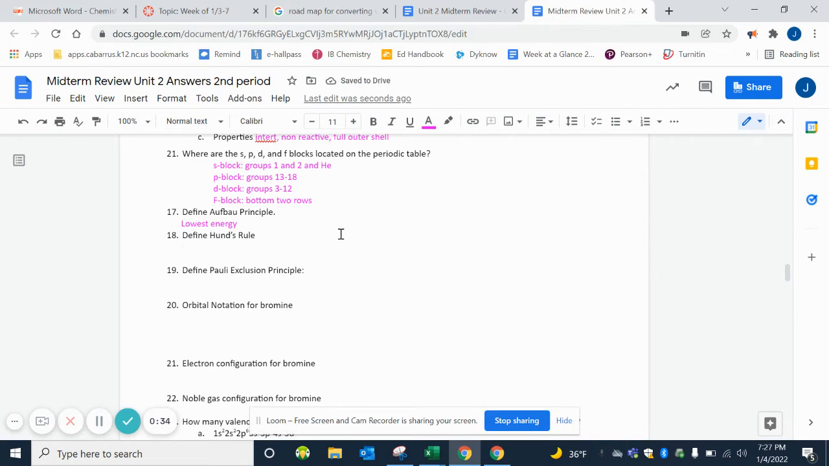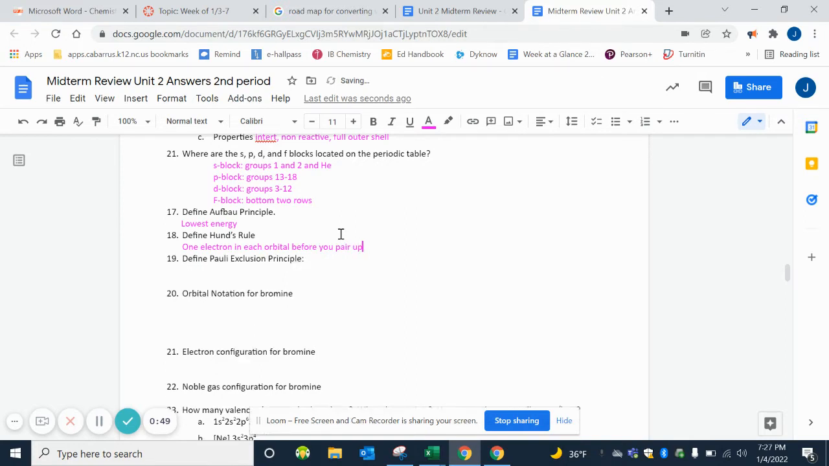Hund's rule means that when you're filling the S and the P sublevels, you put one electron in each orbital before you pair up. That's like riding a bus. You're going to sit in the seat by yourself before you sit in the seat with a stranger.